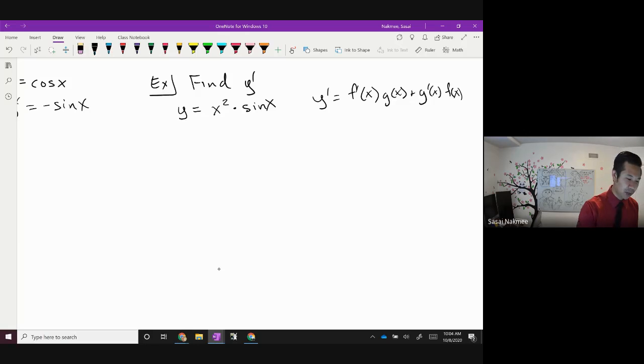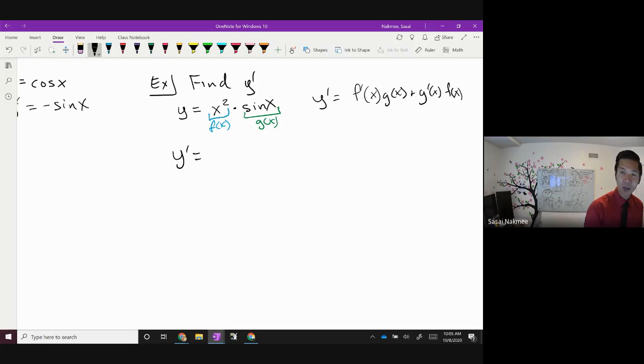Derivative of the first function, you can't even see that. That's terrible, so let's make it a little bit neater here. It's derivative of the first function times the second function, plus the derivative of the second function times the first. Identify those functions for yourselves just to make your life a little bit easier. x squared is going to be my first function. Sine of x is going to be my second function. So when I do this derivative, I make sure I take that into account.